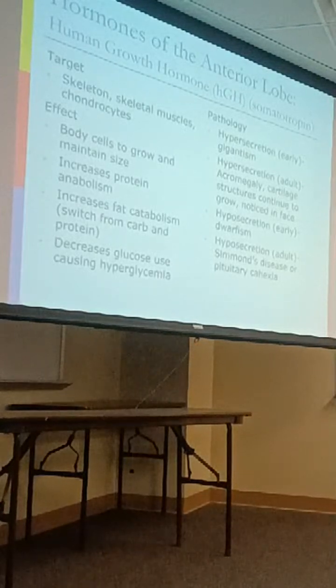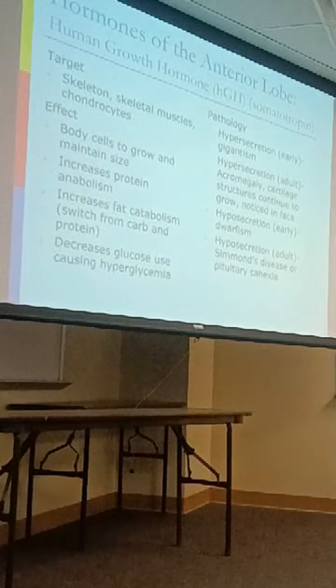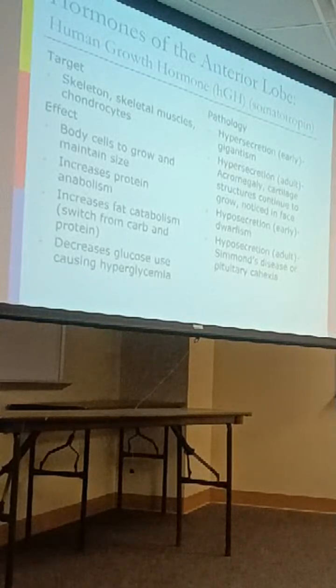Hyposecretion early on gives you dwarfism. Now, there are lots of things that cause dwarfism. Warwick Davis, all the little guys that you see as Ewoks and stuff like that, that's not the same type of dwarfism. That's achondroplastic. In this type, you're proportional. So you have completely normal proportions, you're just 3 feet tall.